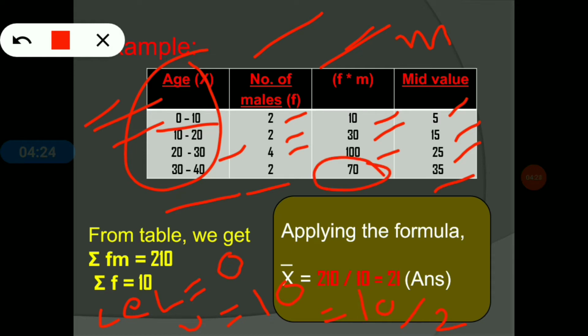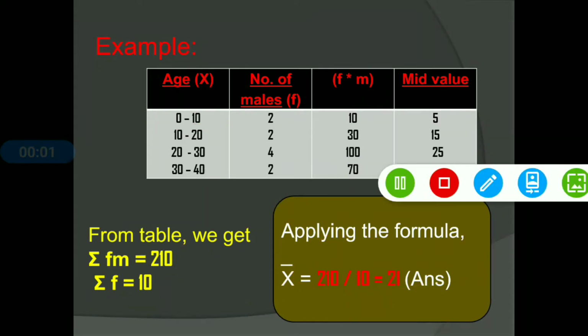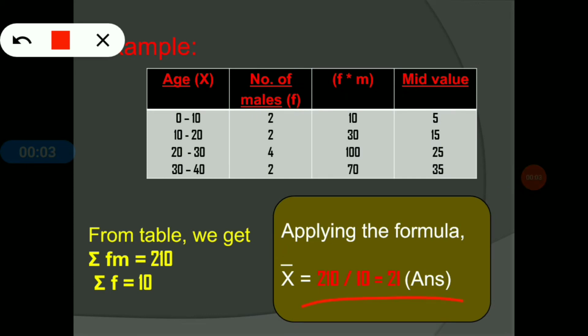For the formula, we have to calculate the summation fm. So, summation fm means summation of all values of fm. From the table we get summation fm equals 210 and summation f equals 10. So, for the formula, x bar equals summation fm divided by summation f, that means 210 divided by 10, which equals 21. So, 21 is the answer of the arithmetic mean.